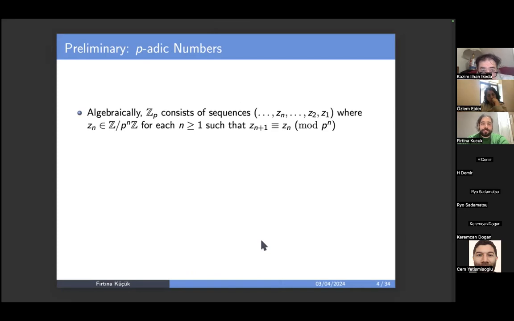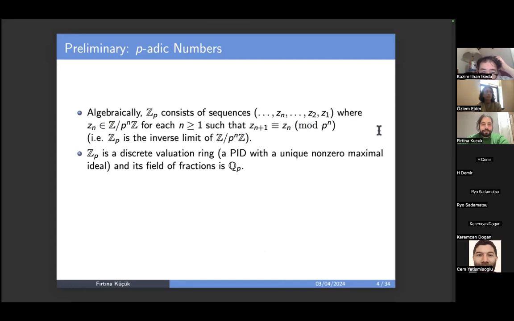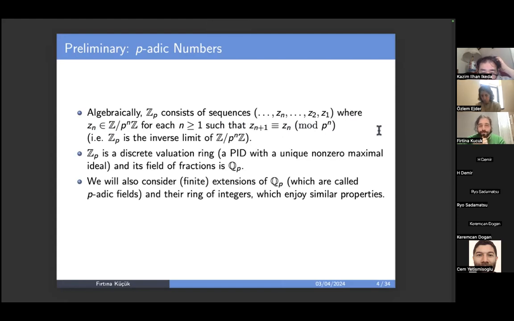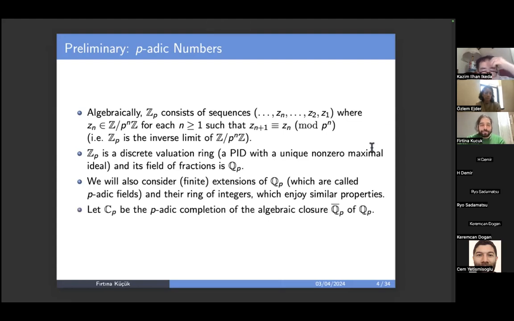We can also construct Z_p algebraically. It consists of sequences where each element is in Z mod p^n, and they are compatible with respect to the mod p^n reduction. The technical term for this is that Z_p is the inverse limit of Z mod p^n Z. This is a discrete valuation ring, so it's a PID, and it has a unique non-zero prime ideal. Its field of fractions is Q_p. We will also consider finite extensions of Q_p and their rings of integers, which take the role of Z_p and enjoy similar properties. Let C_p be the p-adic completion of the algebraic closure of Q_p. This is the analog of complex numbers in the p-adic world.